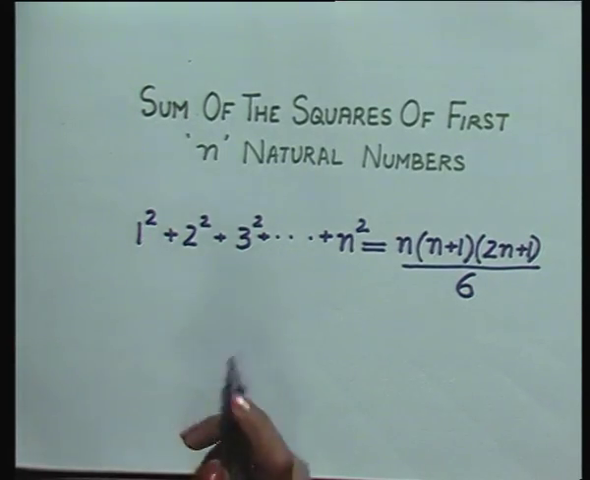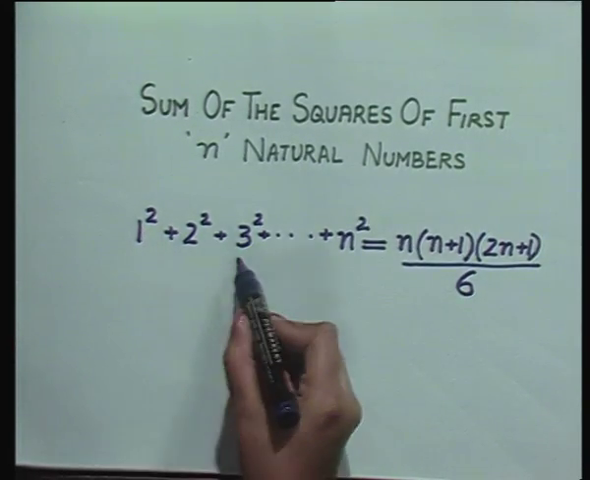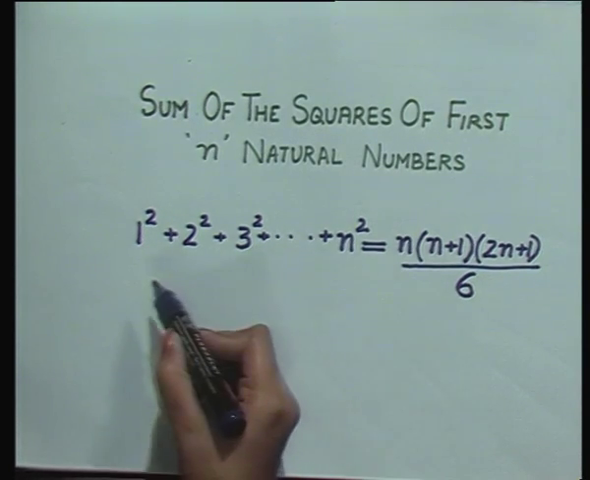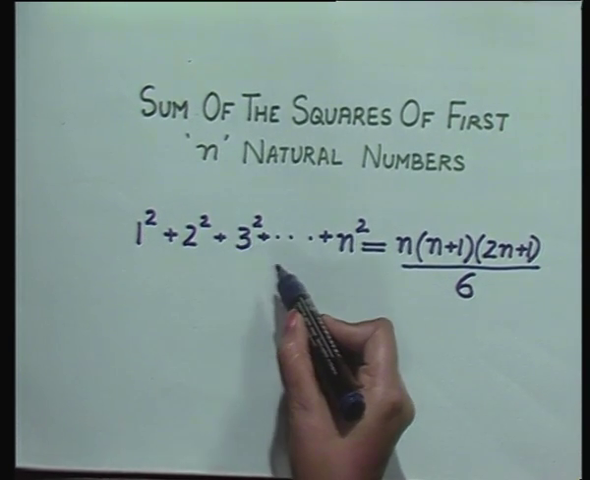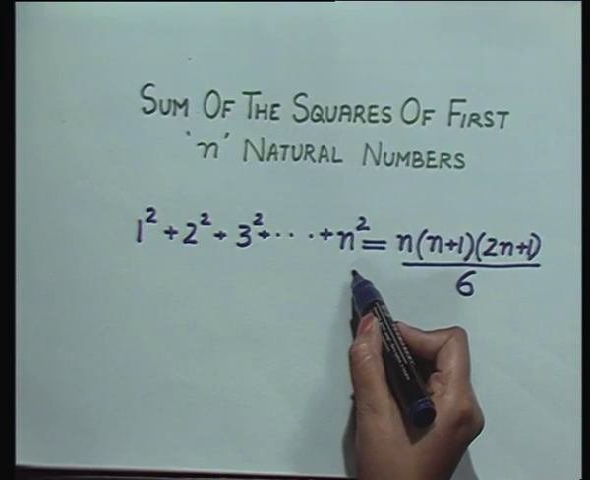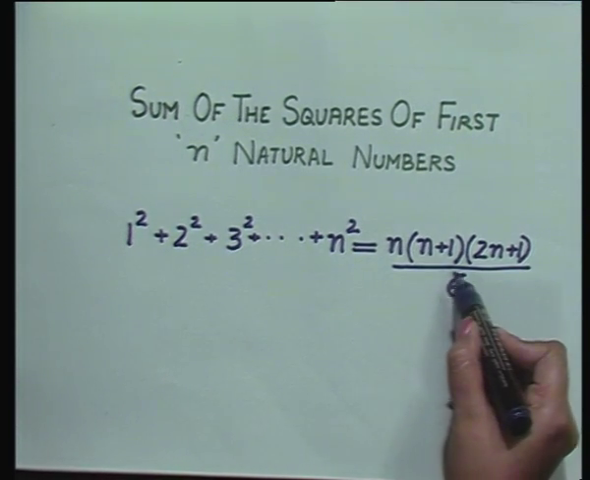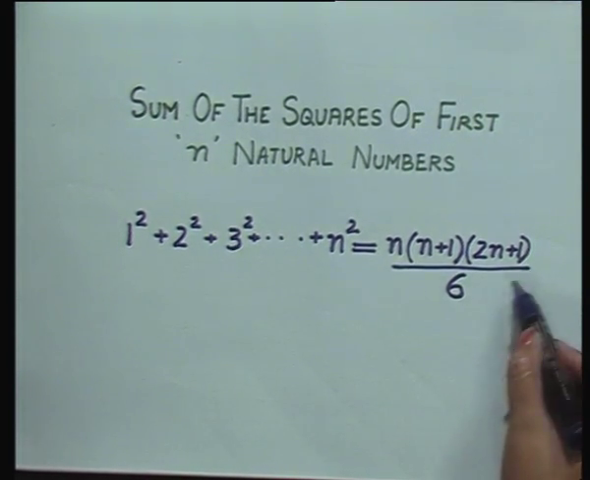Let's note down the result first. The sum of squares of first n natural numbers, that is 1 square plus 2 square plus 3 square up to n square, is nothing but n into n plus 1 into 2n plus 1 by 6. You have to make an effort to learn the result. You are going to use it in a number of problems.